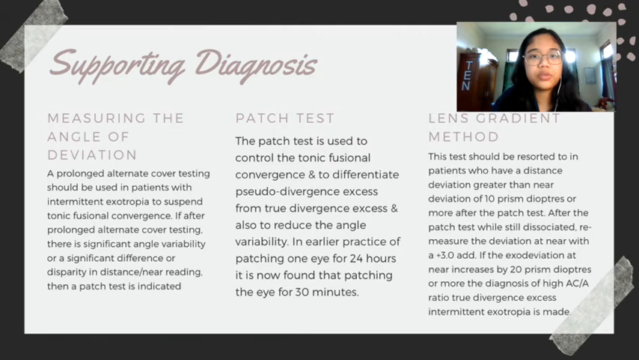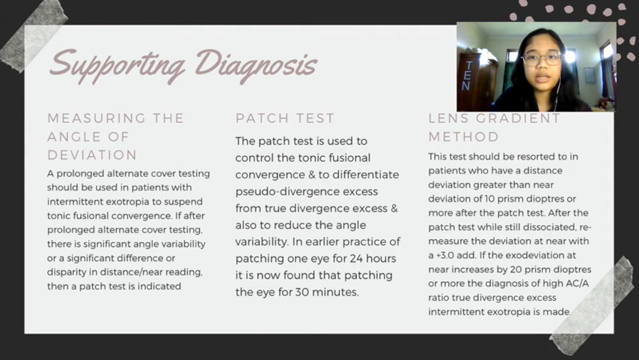For the examination to support the diagnosis of intermittent exotropia, the first one is measuring the angle of deviation. A prolonged alternate cover test should be used in patients with intermittent exotropia to suspend tonic functional convergence. If after prolonged alternate cover testing there is a significant angle variability in distance or near reading, then a patch test is indicated. The patch test is used to control the tonic functional convergence, to differentiate pseudo-divergence excess from true divergence excess, and also to reduce the angle variability.